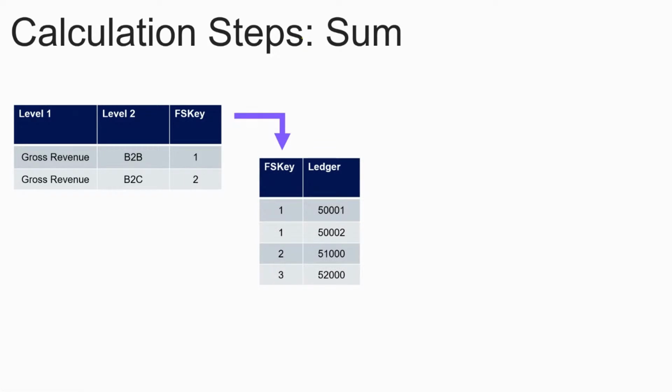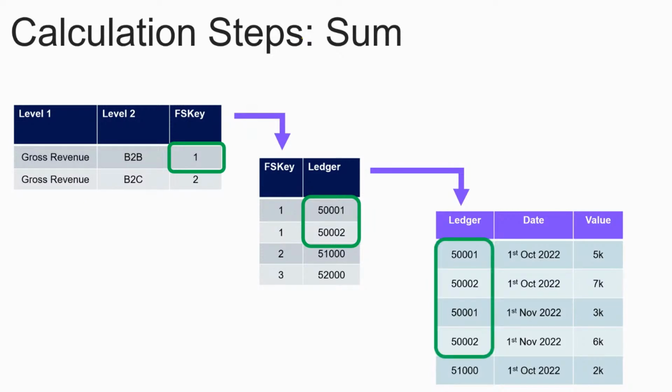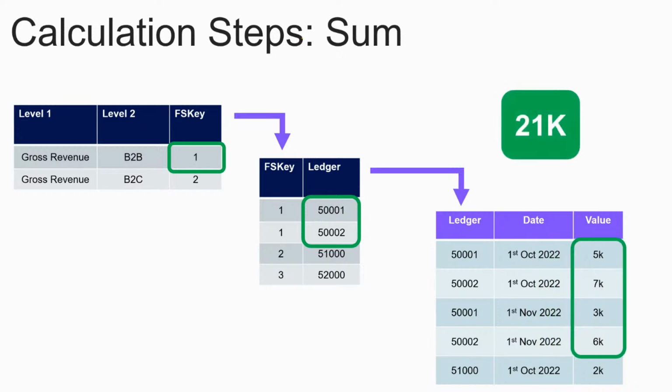Our keys link through to a link table which contains the related general ledgers, and our general ledgers then relate through to an actual table. So for example, Power BI knows that when we are looking at B2B, we're talking about financial statement key 1, which is ledgers 50,000 in 1 and 50,000 in 2. And based on that, it can then go ahead and retrieve the appropriate value from our fact table, being the ledgers. Okay, so that's nice and simple how our sums work.